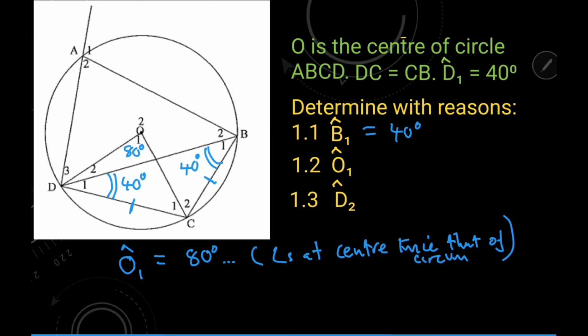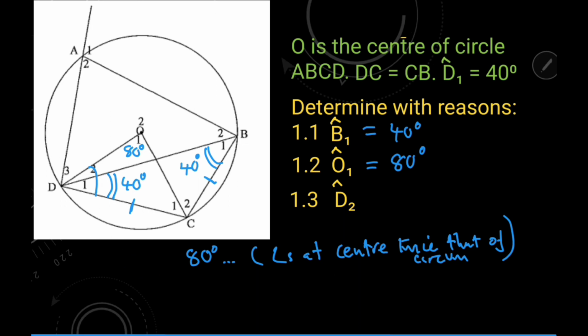Okay, how about angle D2? How am I going to determine the size of angle D2? Well, what if I could work out this whole angle D1 and D2? I already know that this is 40 degrees, so if I know the size of the entire angle, I can subtract 40 degrees. I'll know what D2 is. How am I going to do that?